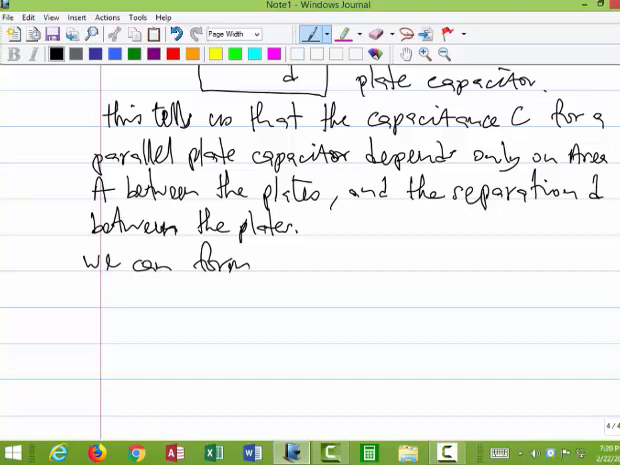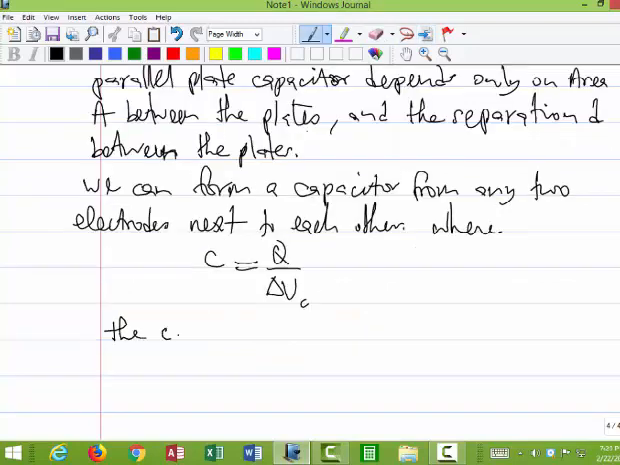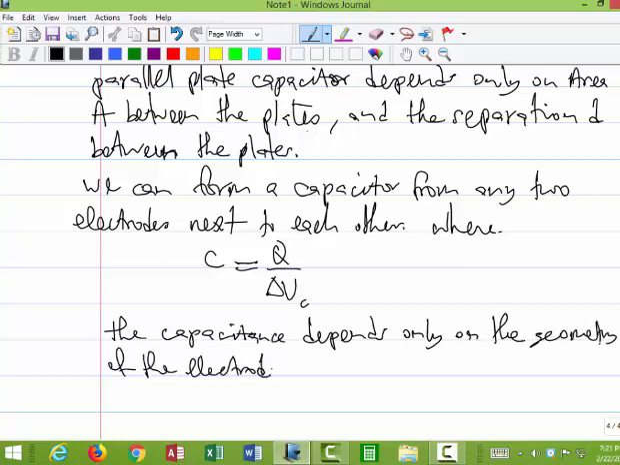Okay, so we can form the capacitor from any two electrodes. That was the point I was going to make. Any two electrodes next to each other can form a capacitance where C is equal to the charge divided by the potential difference between the two. That formula always applies, and the capacitance depends only on the geometry of the electrodes, meaning the area of the plates, the distance between the plates, and so on.